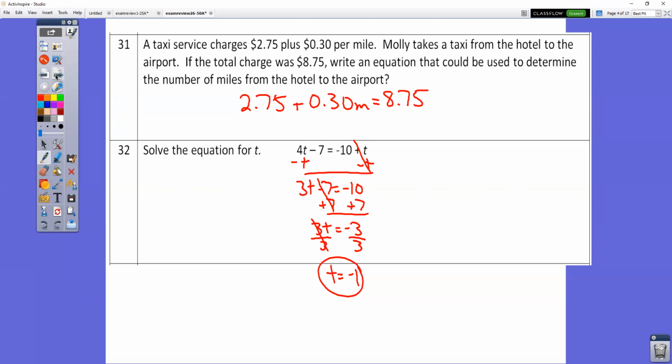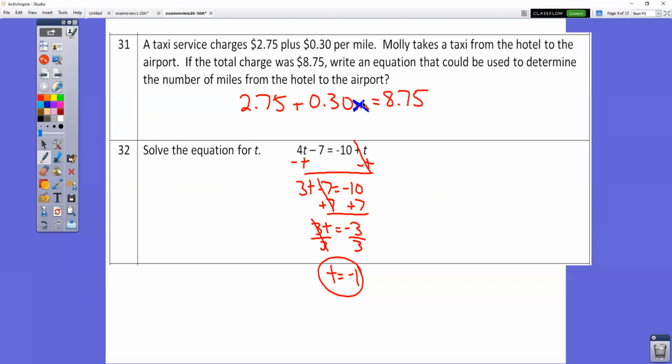I know in Class Kick, I told you to write an X. I wrote an M there for miles, but I told you in Class Kick to use an X. Equals $8.75. Could you have switched these around and done 0.30x plus $2.75? Sure, all right.